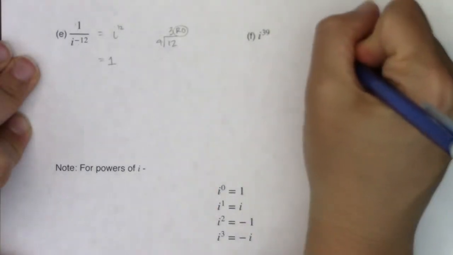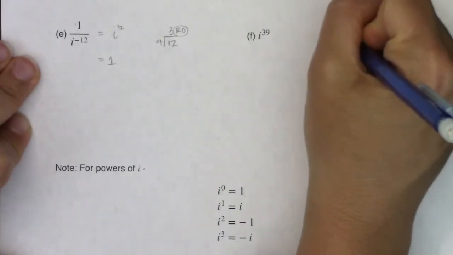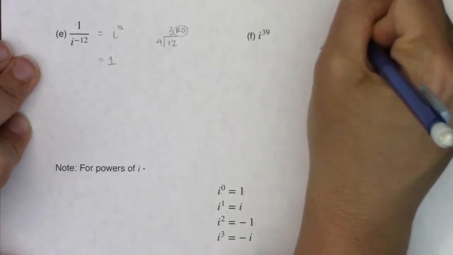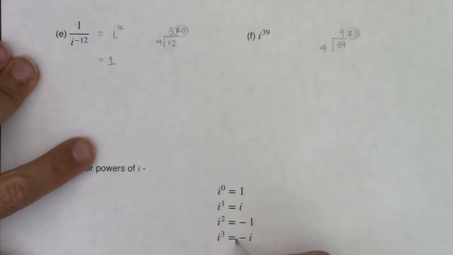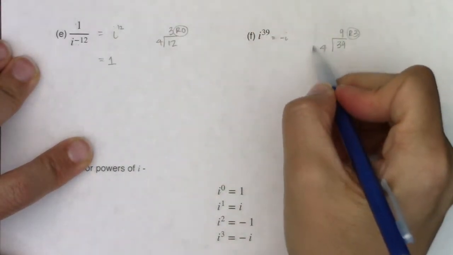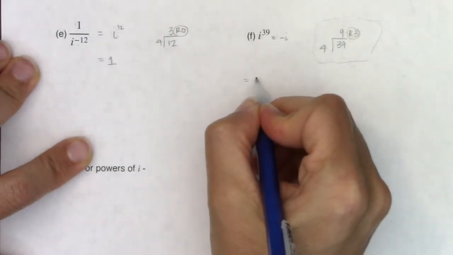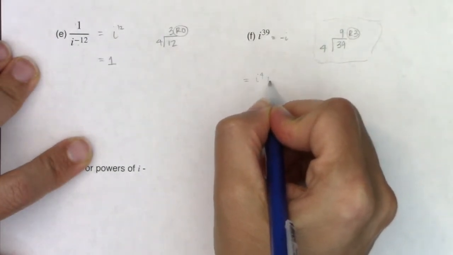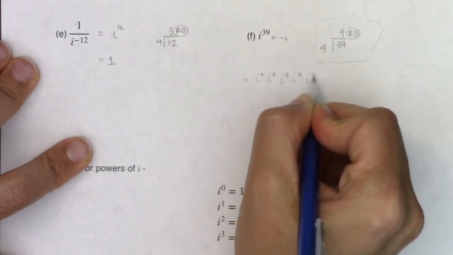All right, let's try it with 39. So if I take 39, divide it by 4, I'm going to get 9, remainder 3. Anytime my remainder is 3, my answer is ultimately -I. All right. Now, again, if you wanted to, I wouldn't recommend it because it takes a while. You could have written this as I to the 4th times I to the 4th times I to the 4th. I got to do 9 of these.